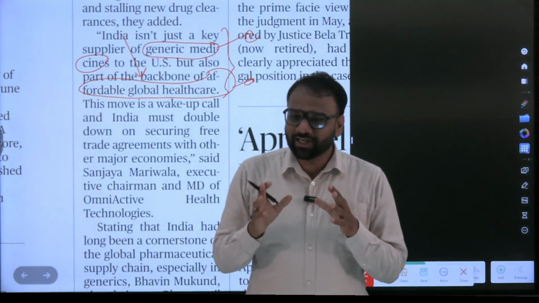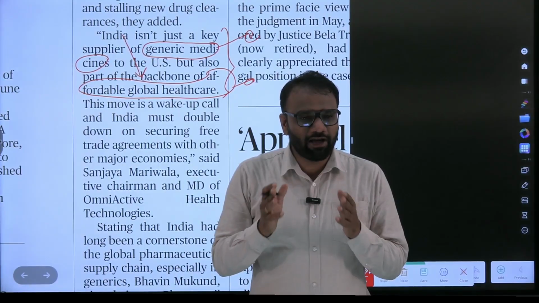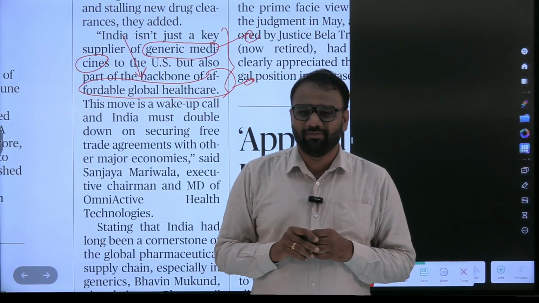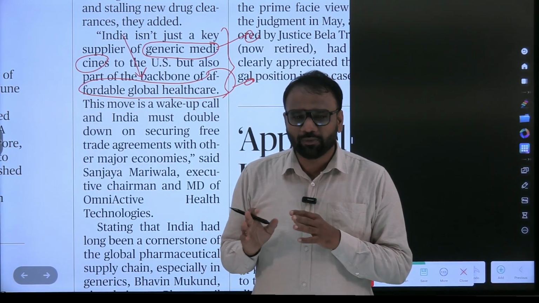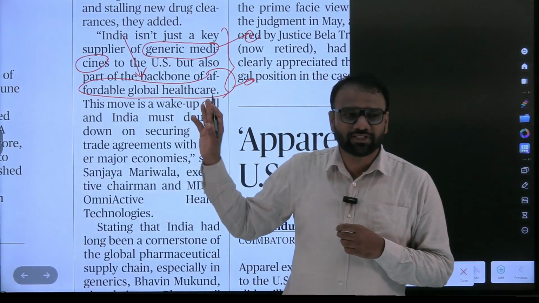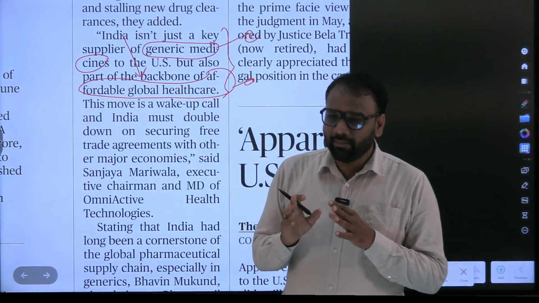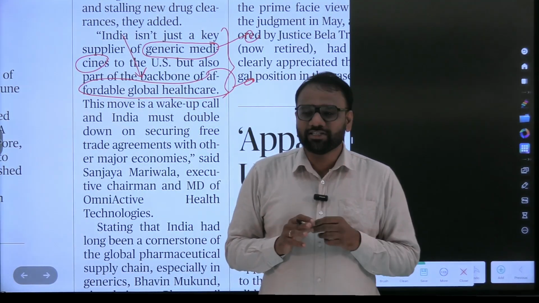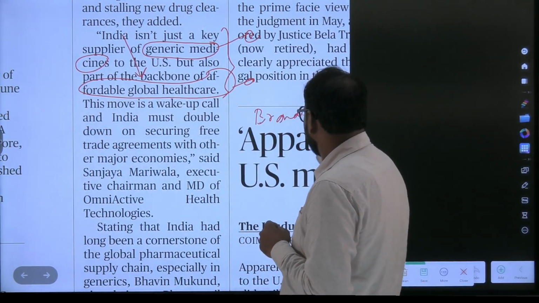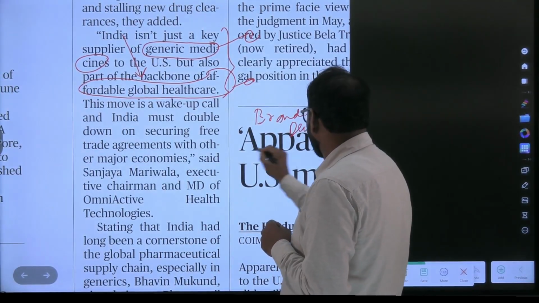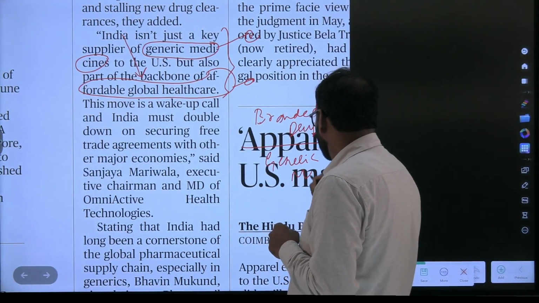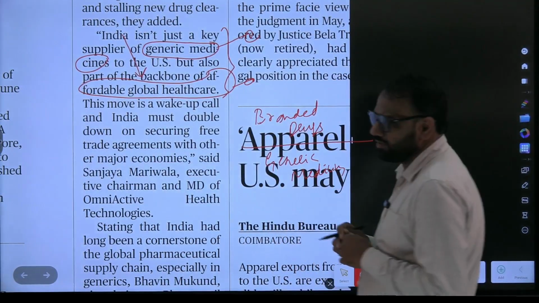So across the globe, healthcare has been made affordable by many countries, and among those many countries, India has played a significant role. Now, directly when you read the newspaper, you will not understand what it means. Before that, we need to discuss generic medicines. When you go to any medical shop, generally there are two types of medicines available. One is branded drugs, and the other is generic medicines or generic drugs.